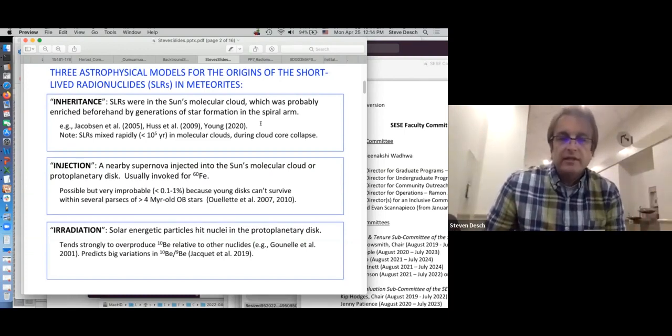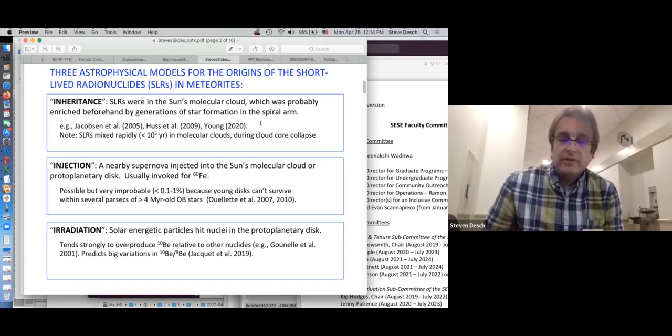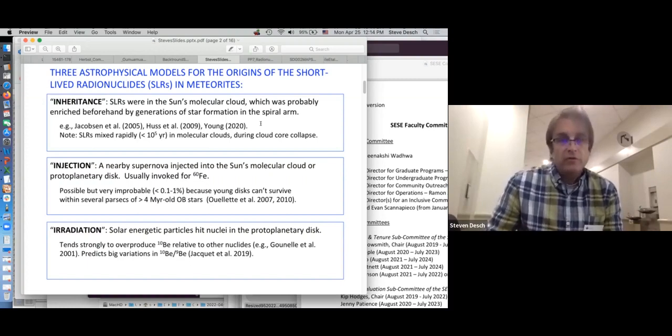And then finally, it's possible that the radionuclides were not external to the solar system at all, that they were produced in the solar system. The sun, especially the early sun in its T-Tauri stage, had a lot of solar flares that accelerated energetic particles to MeV energies. When these hit other nuclei, you could transmute them. So you could produce radioactive elements this way. And there's been a number of models about this. I cite Gounelle et al.